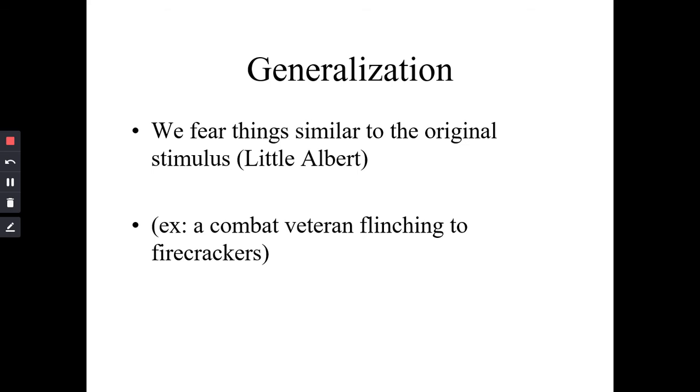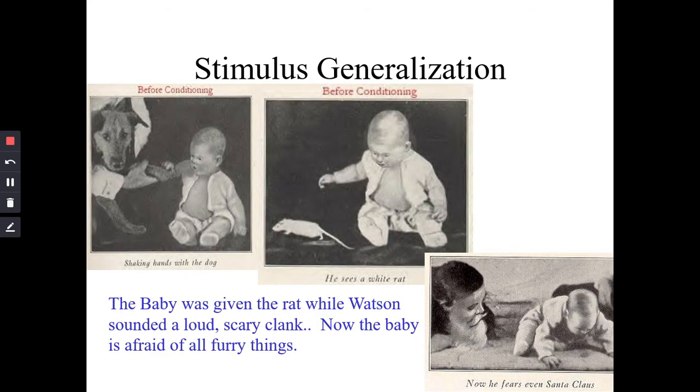All right, so that's generalization. So how about this? You get bit by a chihuahua, and then at first you're afraid of chihuahuas, but then you become afraid of all dogs. That's a good example of generalization. So again, the little Albert experiment, it's also called stimulus generalization.